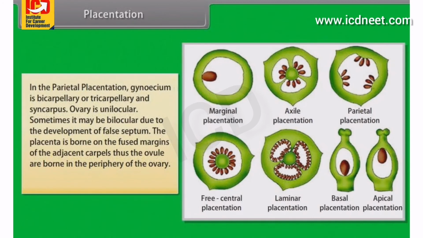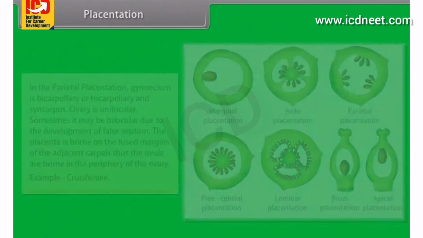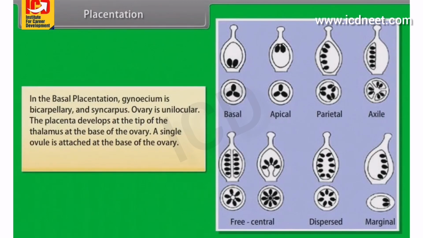Ovary is unilocular. Sometimes it may be bilocular due to the development of a false septum. The placenta is borne on the fused margins of the adjacent carpels, thus the ovules are borne in the periphery of the ovary. Example: Cruciferae. In the basal placentation, Gynoecium is bicarpellary and syncarpous. Ovary is unilocular. The placenta develops at the tip of the thalamus at the base of the ovary.